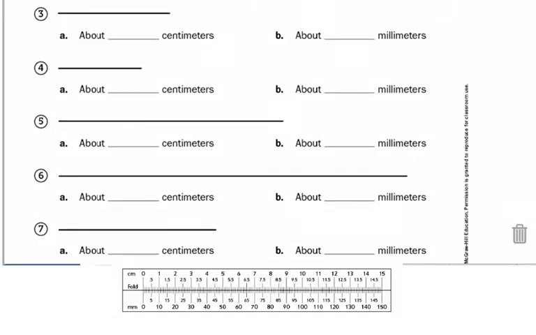So we've done 2 together. I want you to go ahead and do 3, 4, 5, 6, and 7 on your own, and then you may check your work. So stop your video at this time, measure the last 5 lines, and check your work after you've measured. Go ahead and stop the video at this time.